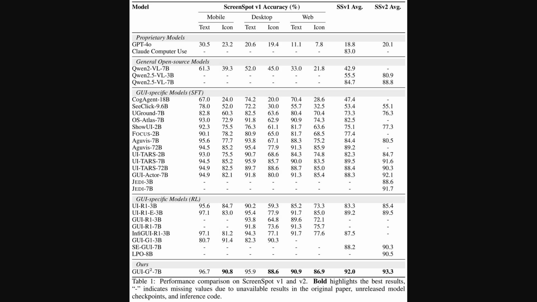And this next table provides an even broader competitive landscape. It pits GUI-G Square against a whole range of other models on the ScreenSpot benchmark, everything from proprietary models like GPT-4o to other specialized models. These are grouped by their training method, like supervised fine-tuning, which is a common way to specialize a model, or reinforcement learning. And right at the bottom, we see GUI-G Square. It consistently achieves the best results across the board, highlighted in bold, with a final average of 93.3%. This performance is especially impressive, as it beats even much larger models.